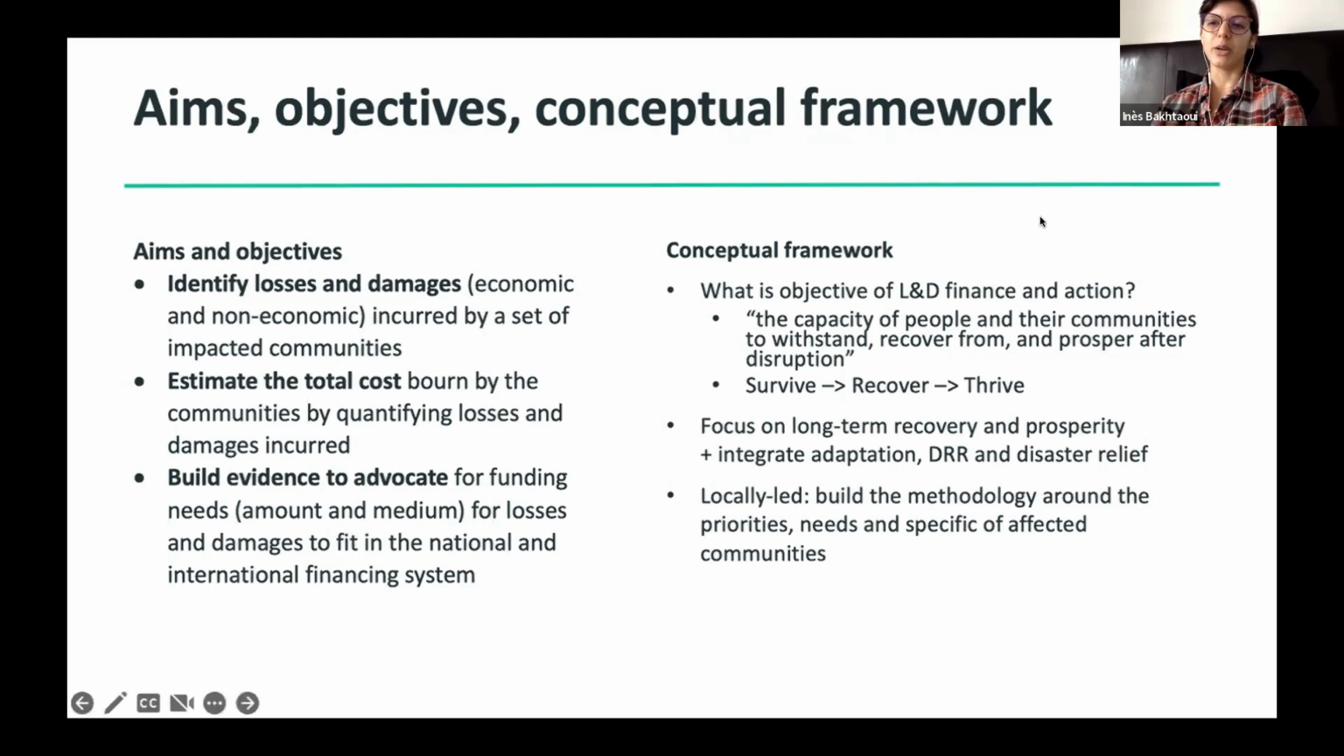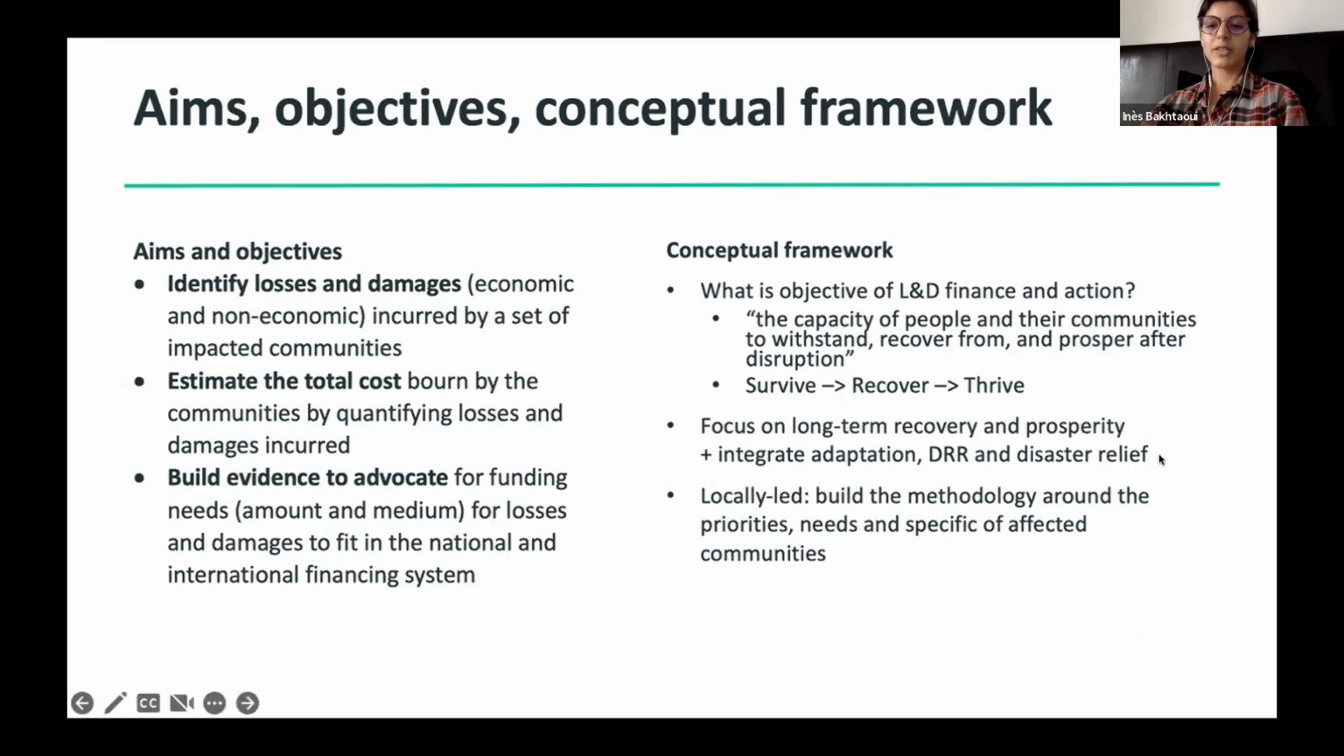A few conceptual elements for our research. First, what do we mean when we talk about loss and damage? We are talking about the capacity of people and their community to withstand, recover, and prosper after the disruption. So there are three levels of recovery that we consider in this process. There's first surviving the impacts, the climate change impacts, then there's recovering from it, and it means a process of reconstruction, rehabilitation, and finally it goes beyond, and it means also thriving. And in that sense, we acknowledge that addressing climate change is not sufficient for a community to thrive, but you have to also look at underlying sources of vulnerability that come from power imbalances, that come from income inequalities, that come from political instability, et cetera, et cetera.